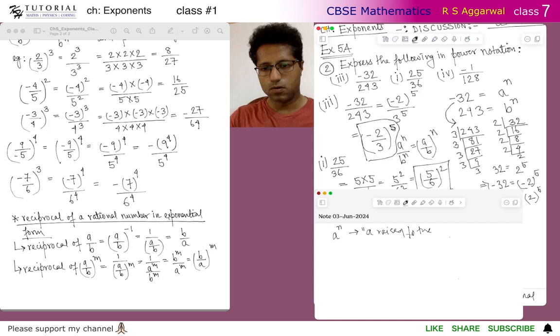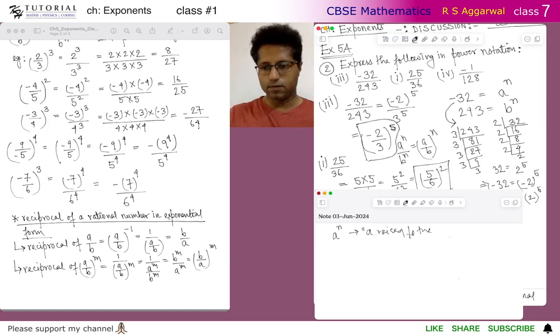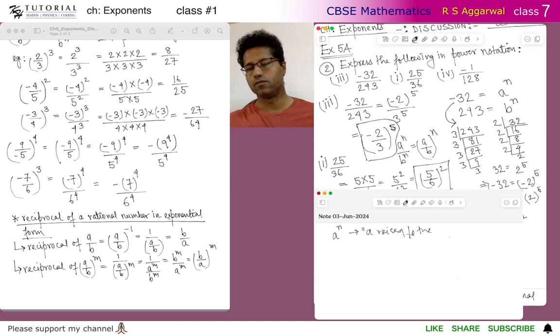Okay, now note that 1 raised to the power of any positive integer n is always 1, whatever the value of n. And minus 1 to the power n will be minus 1 if n is odd. So in the numerator it is given minus 1.